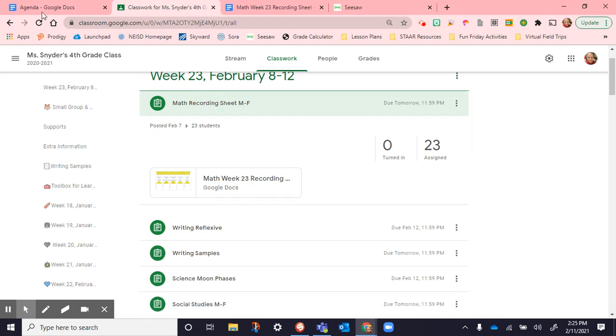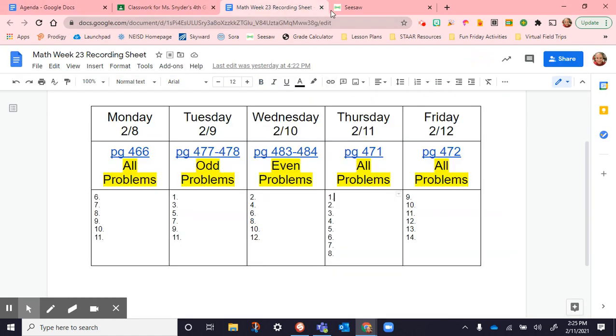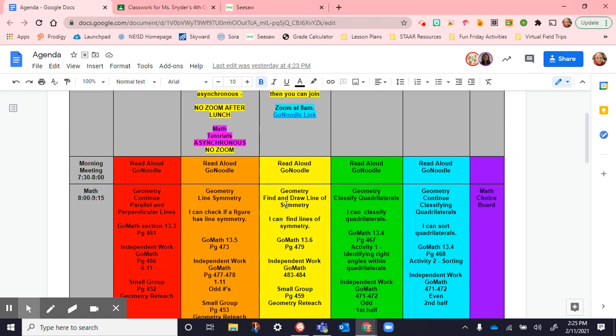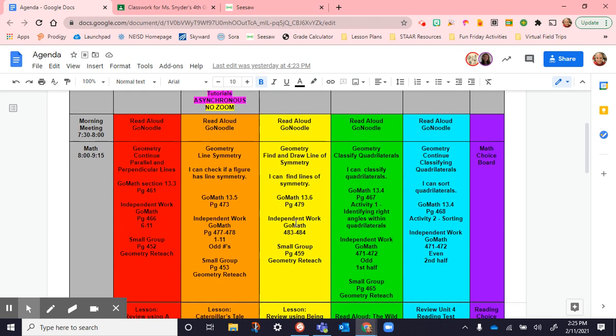Make sure you've got that ready to go. And then we did some extra practice at the end of the day, going over again: what does it mean when we say parallel? What does it mean when we say perpendicular? And what are the different types of angles?